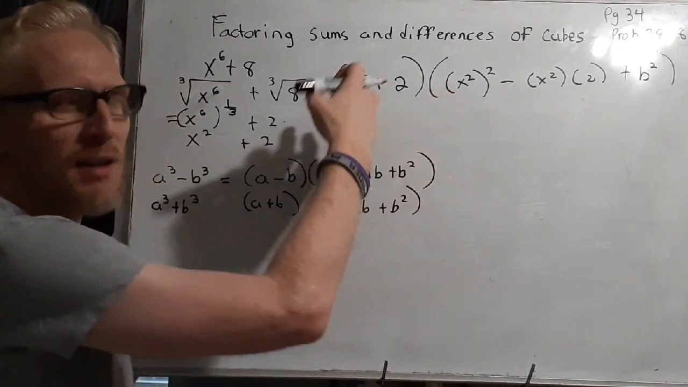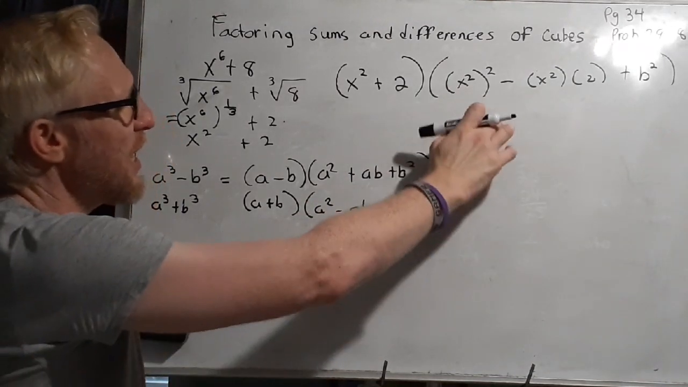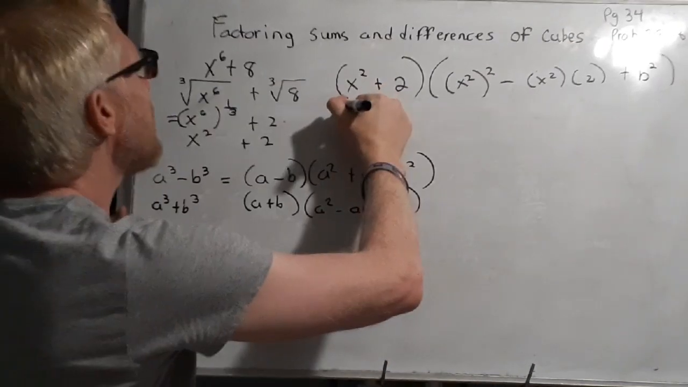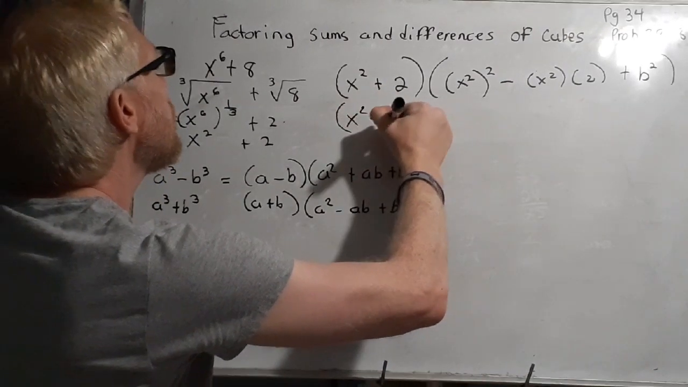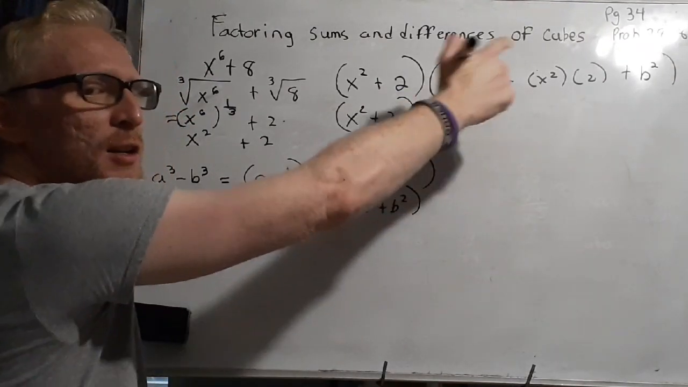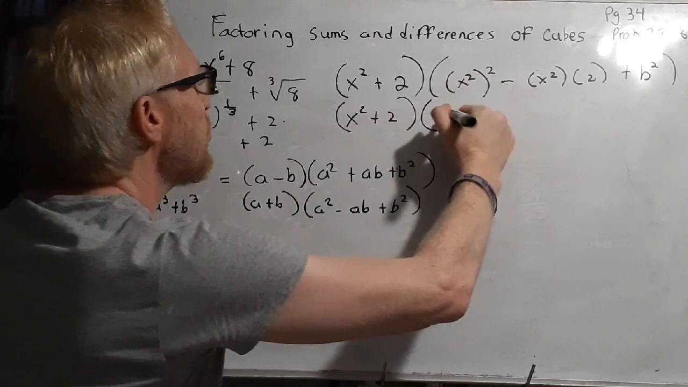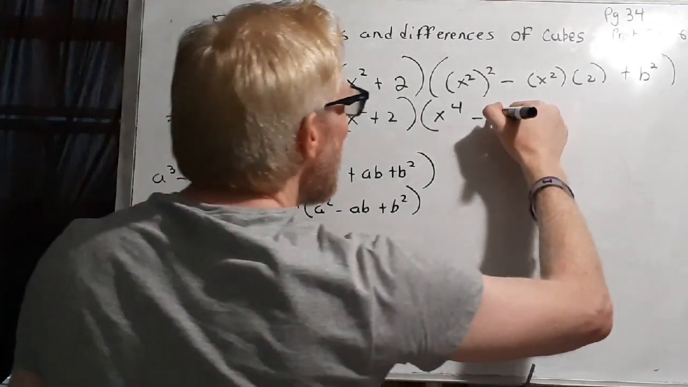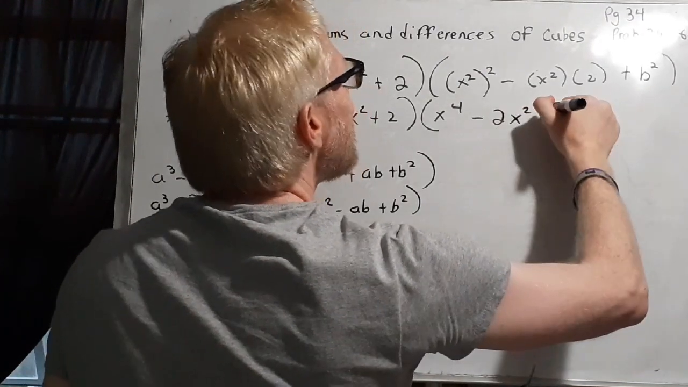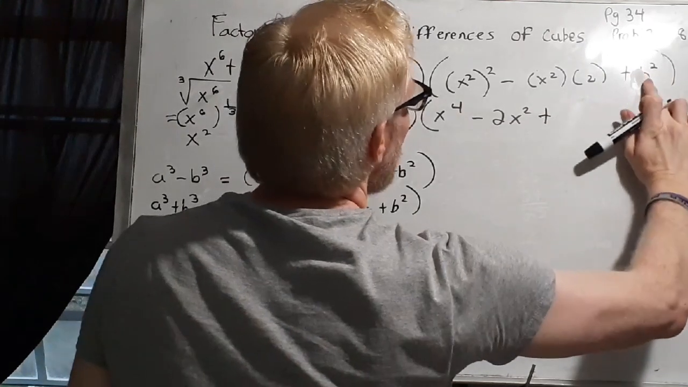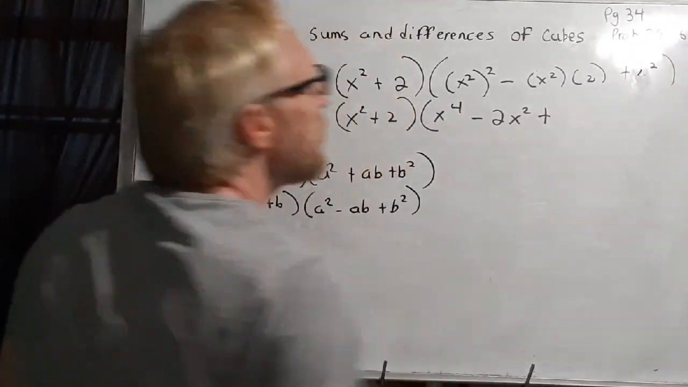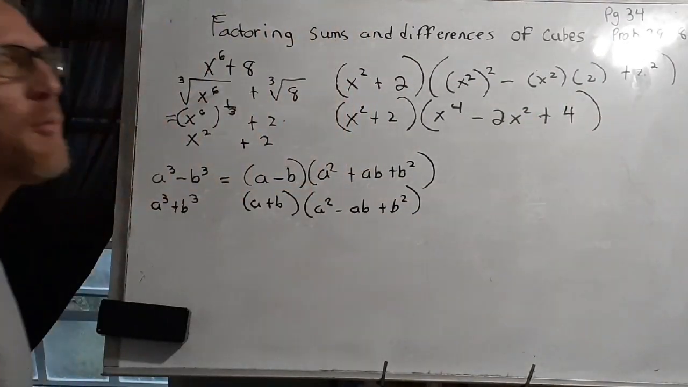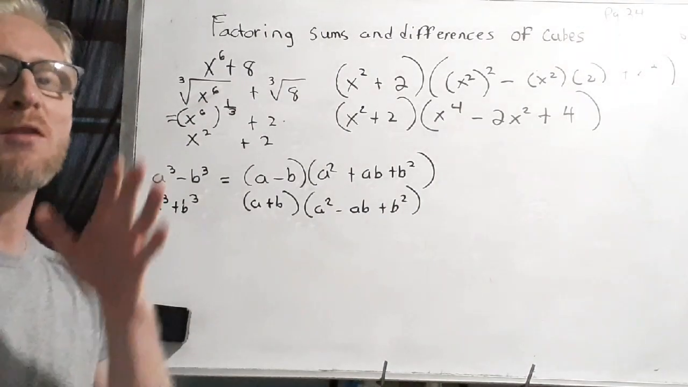Now A squared would be x squared elevated to the power of 2, minus AB, which is x squared times 2, plus B squared, which is 2 squared. So all I do now is evaluate and bring down the x squared and the 2. And x squared elevated to the power of 2 is the same thing as saying 2 times 2. So this is x to the power of 4 minus, of course, x squared times 2 is 2x squared, plus B squared, which is actually 2 squared. Sorry, I didn't realize I didn't change it, which is 2 squared, and 2 squared is 4. So your answer is x to the power of 4 minus 2x squared plus 4.